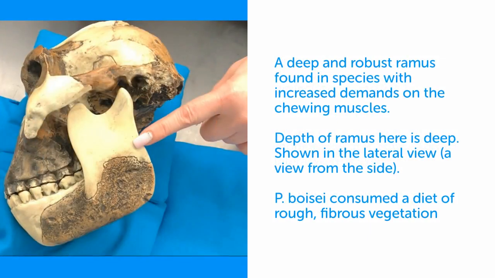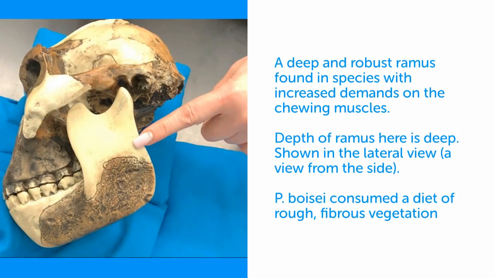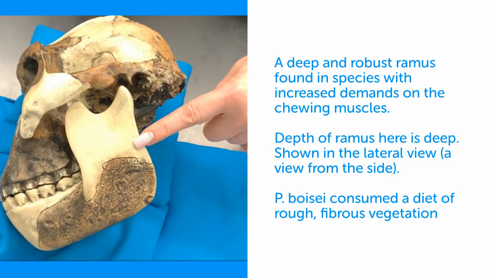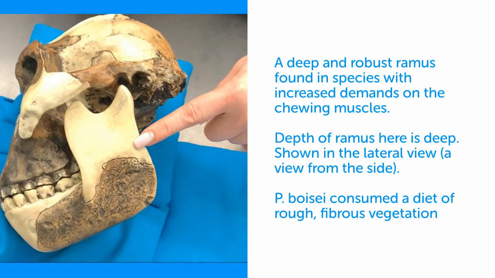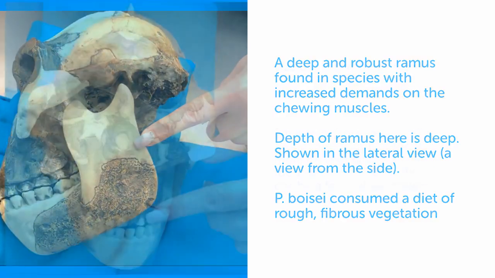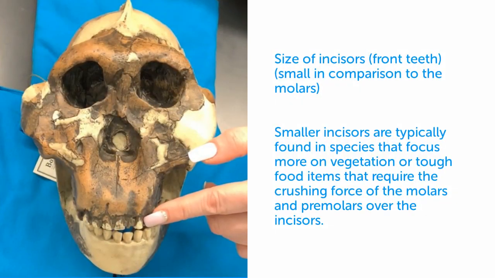In this slide, we're looking at a feature called the ramus. The ramus is where the jaw will attach to the rest of the skull. A deep ramus is shown here from the lateral view, and we see a deep ramus in species that consume a rougher, tougher diet. This slide here highlights the size of the incisors.